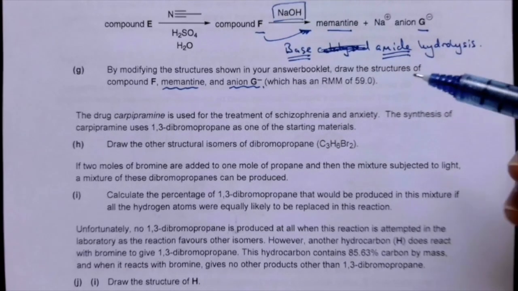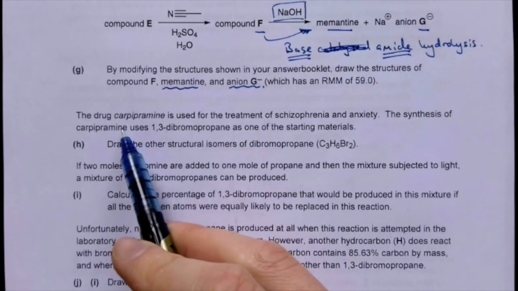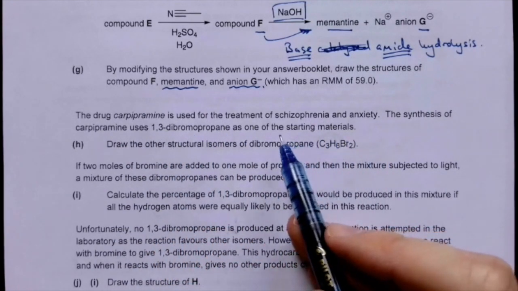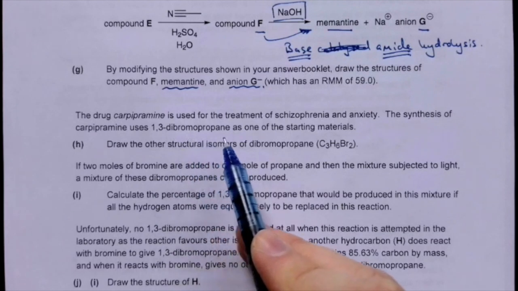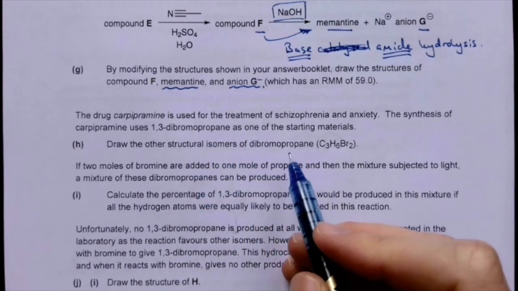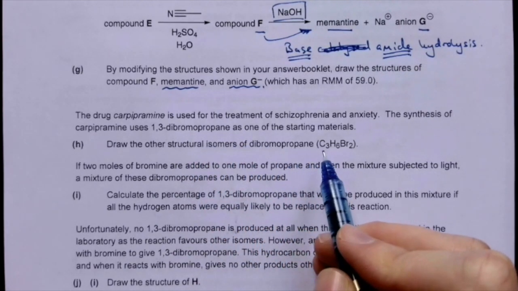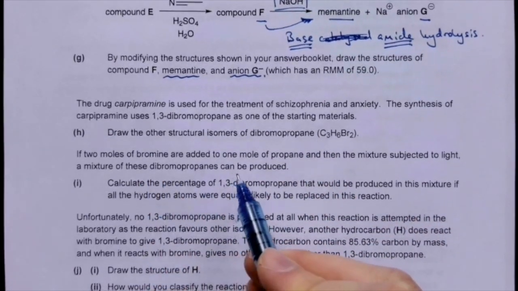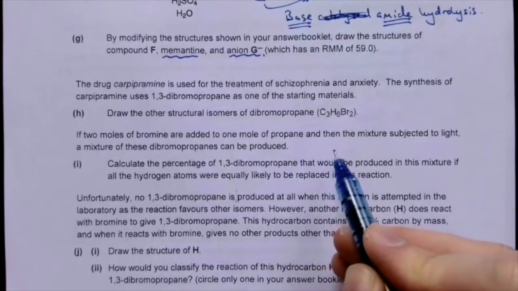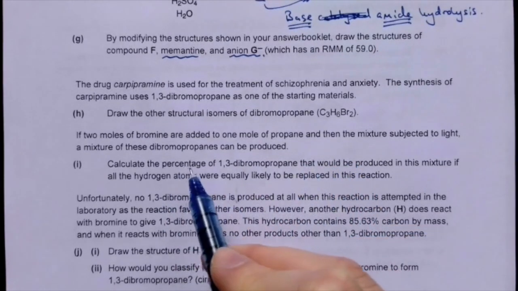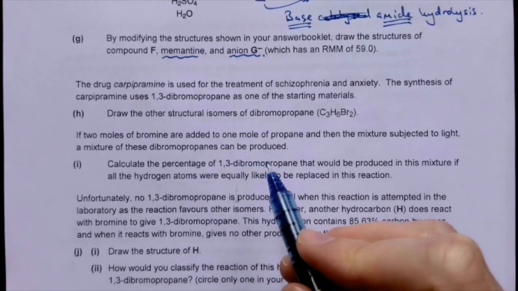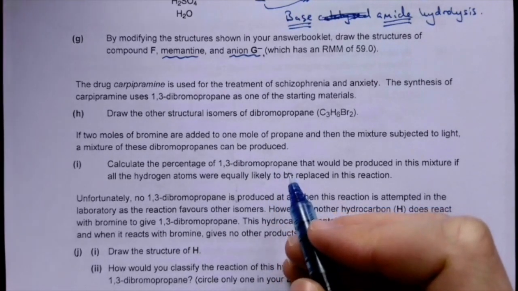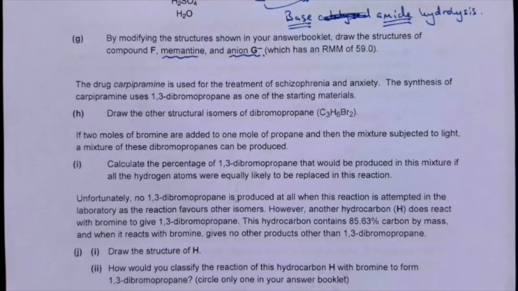So the drug, which I can't pronounce, is used for the treatment of schizophrenia and anxiety. The synthesis of that drug uses 1,3-dibromopropane as one of the starting materials. Draw the other structural isomers of dibromopropane. I think you should be able to do that. If 2 moles of bromine are added to 1 mole of propane and the mixture subjected to light, a mixture of these dibromopropanes can be produced. Calculate the percentage of 1,3-dibromopropane that would be produced in this mixture if all the hydrogen atoms were equally likely to be replaced in this reaction.